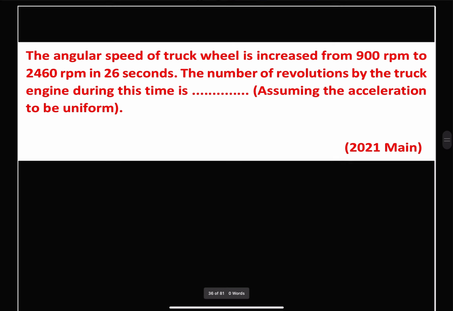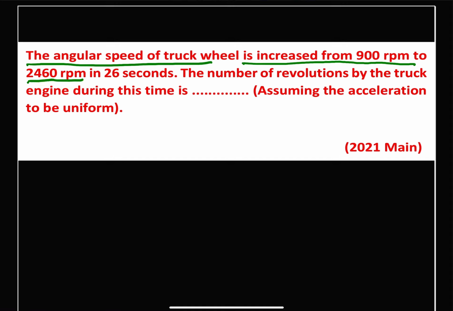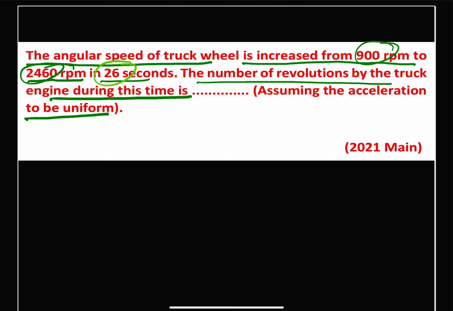It states that the angular speed of a truck wheel is increased from 900 rpm to 2460 rpm in 20 seconds. The number of revolutions by the truck engine during this time is, assuming acceleration to be uniform. So we have an initial angular velocity and a final angular velocity, and time is given to us. Okay. And this is revolution per minute, time in seconds, so we have to convert into seconds. So we start with our initial angular speed.